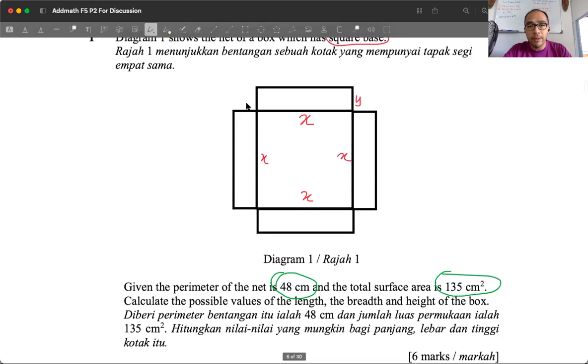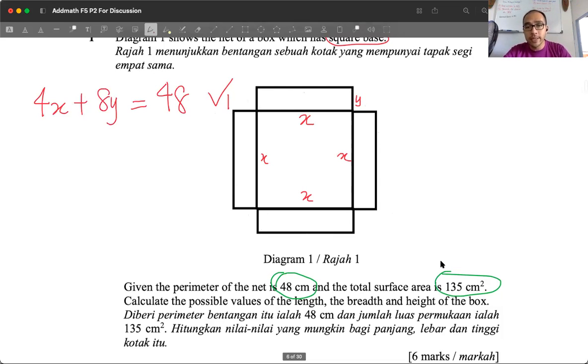So the perimeter covers 1, 2, 3, 4, 5, 6, 7, 8, 9, 10, 11, 12. That's the perimeter of the thing, the length around the outside. And we see how many y's are there: 1, 2, 3, 4, 5, 6, 7, 8. So that's 8y. And how many x's? 1, 2, 3, 4. So our first equation will be 4x plus 8y equals 48. The perimeter. This will give you 1 mark.